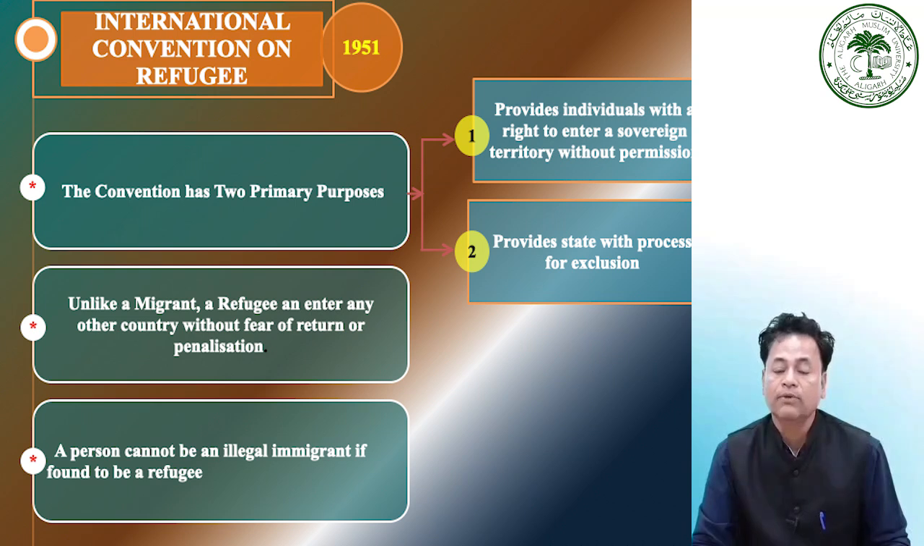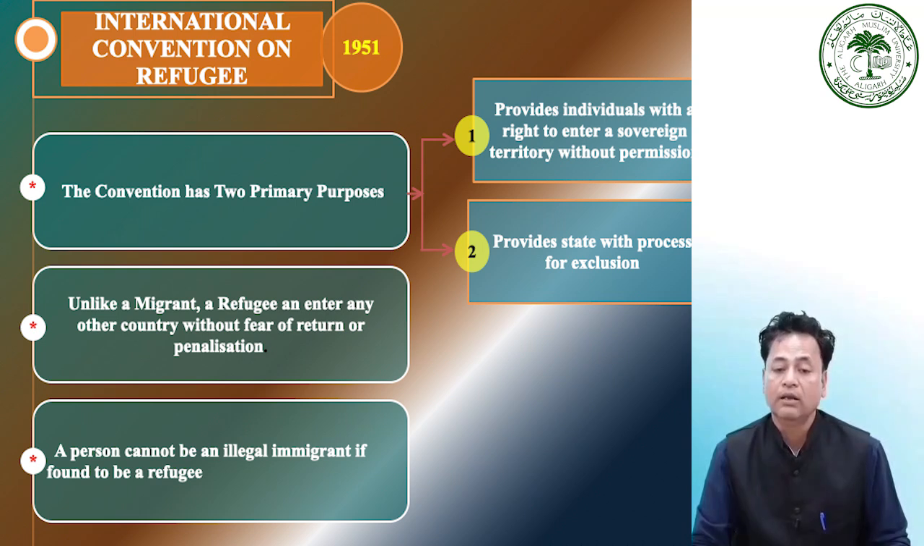The second purpose of refugee law is to provide the state with a process for exclusion. So the convention also gives the states the right to give them asylum or not, but they will not send those people to the countries of their origin because, as I said, there may be civil war, there may be ethnic cleansing, there may be genocide. So because of all these reasons, they are not supposed to send those people to the countries of their origin. Rather, they will give them the right kind of protection.